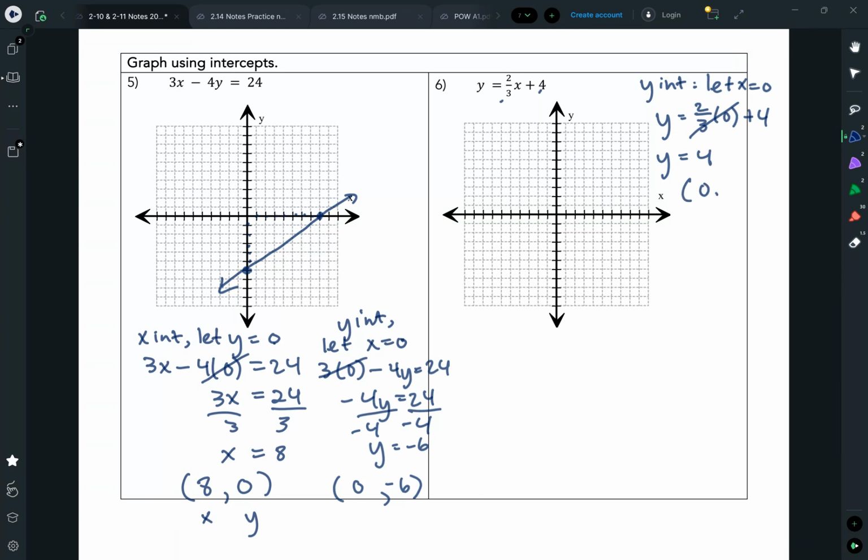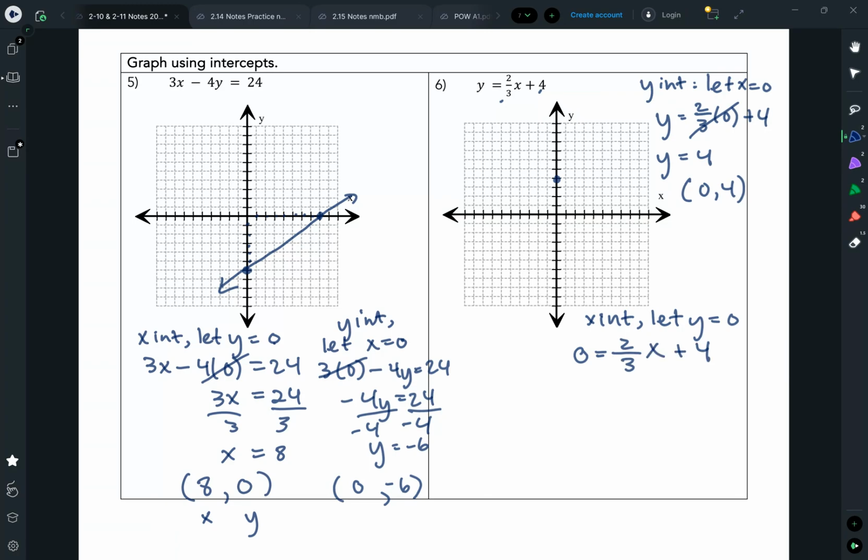So this is 0 comma 4, and that's where I'm going to start on my y-axis. Normally we would just do a slope of 2/3. But we're going to try something different this time. We're going to find an x-intercept by letting y equal 0. So again, we're practicing this. It's not the best way to solve, but it's good for us to see that it can always work.